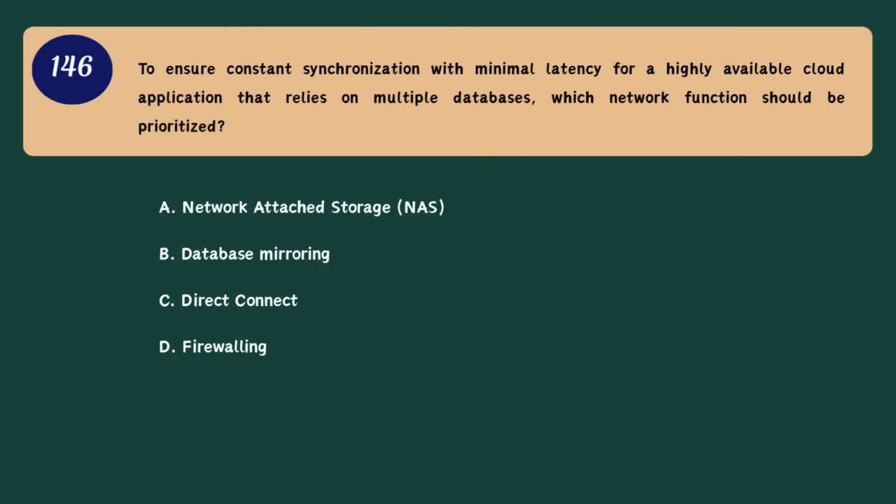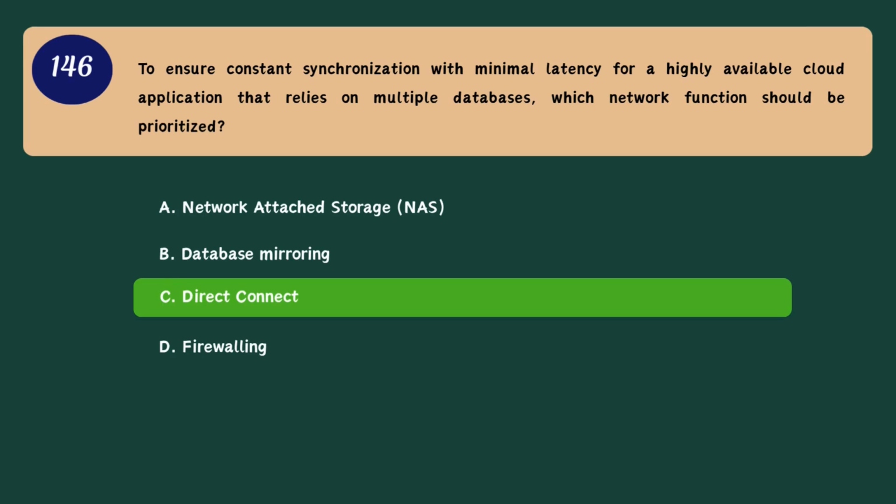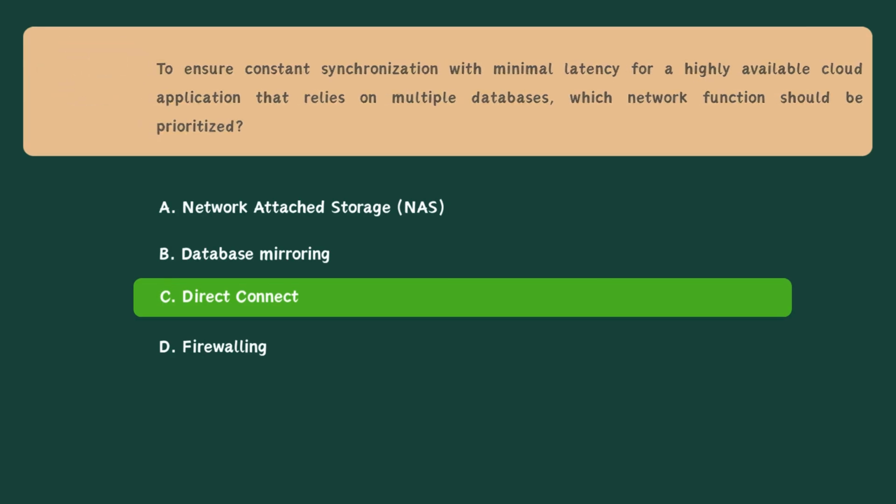Question 146. To ensure constant synchronization with minimal latency for a highly available cloud application that relies on multiple databases, which network function should be prioritized? A. Network-attached storage. B. Database mirroring. C. Direct connect. D. Firewalling. Correct answer. C. Direct connect.